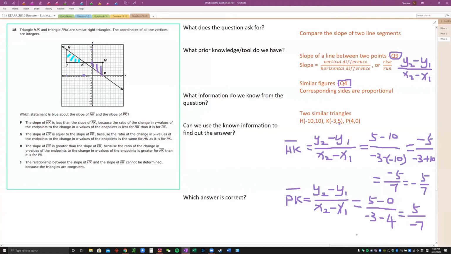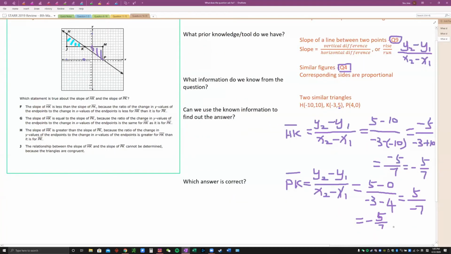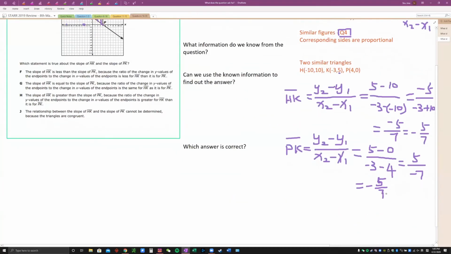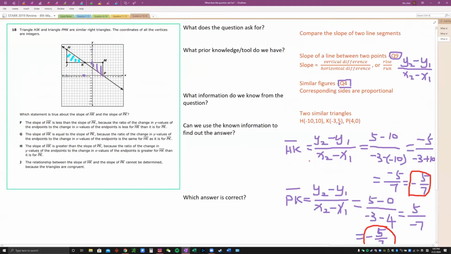This is equal to -5/7. And we can see they have the same slope. So by calculation, we find out these two have the same slope. So this is the first method.